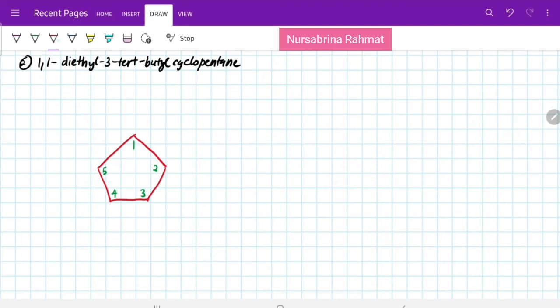1,1-diethyl. So diethyl is a CH2 and CH3, so CH2, CH3. At the third carbon, you will have a butyl. So butyl looks like this: C, CH3, CH3, so CH3. So that is your butyl. So this is the molecular structure of your 1,1-diethyl 3-butyl cyclopentane.